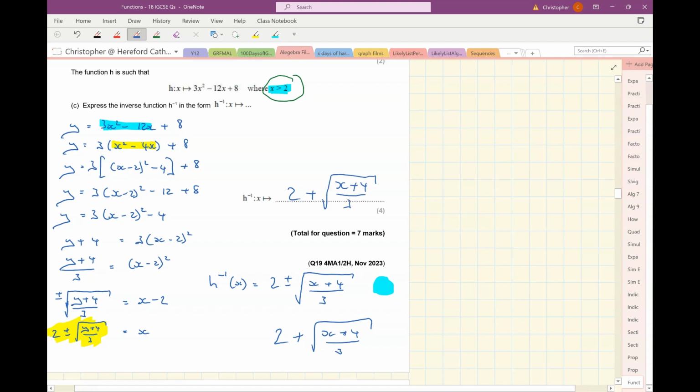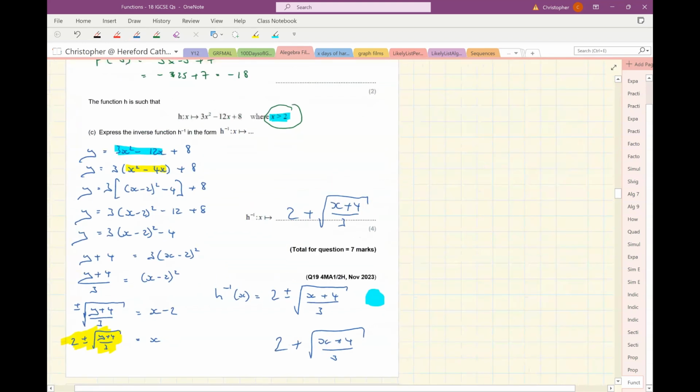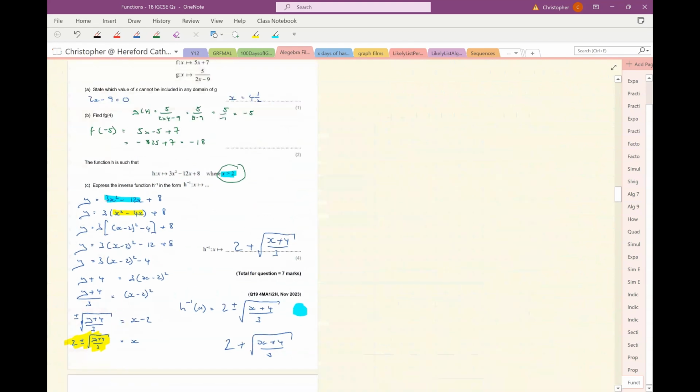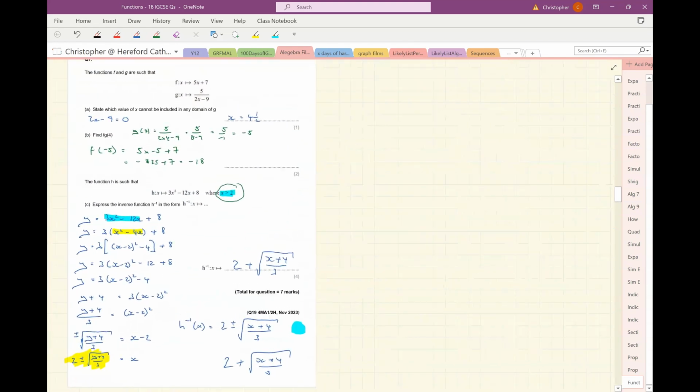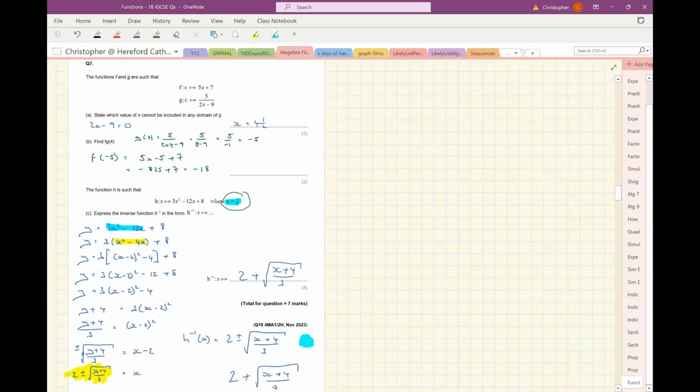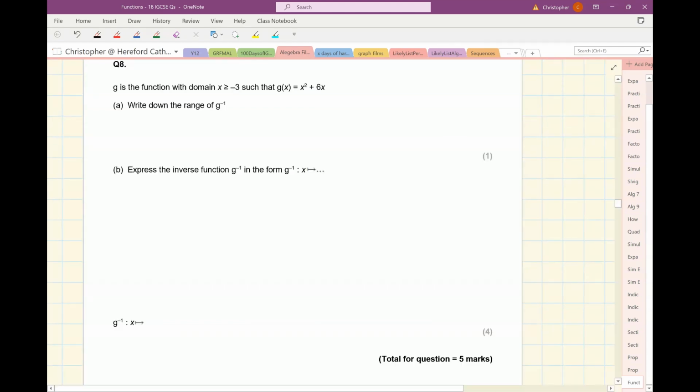Okay, and that's a tricky question, that part C there, where you have to find an inverse function and you need to complete the square and then take one of your solutions. But it'll come up time and time again, and you will get used to solving them. But that's question 7 done for now. And I bet question 8 will involve the same thing. Let's find out. Question 8.